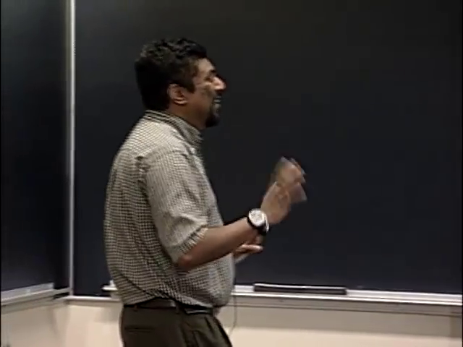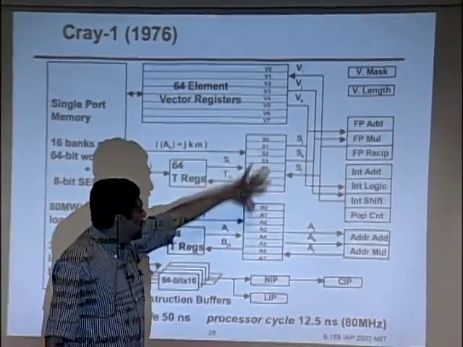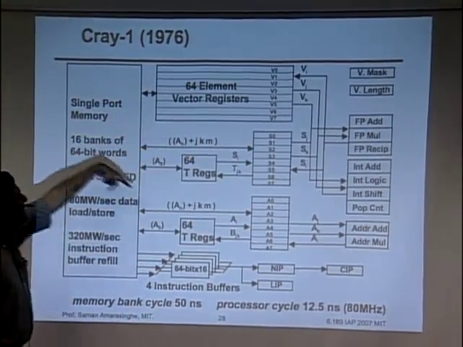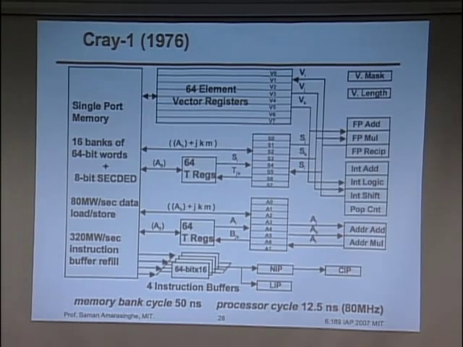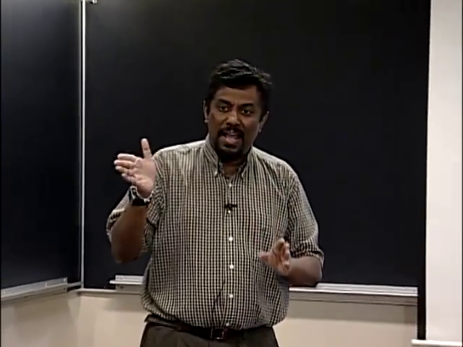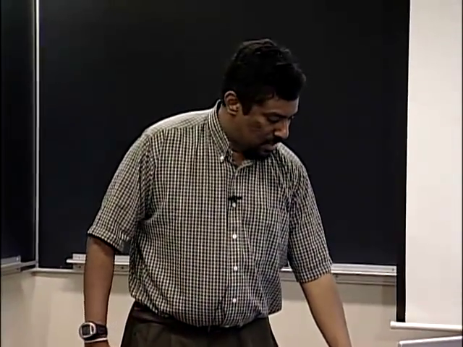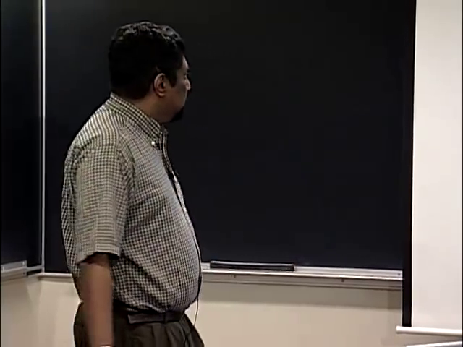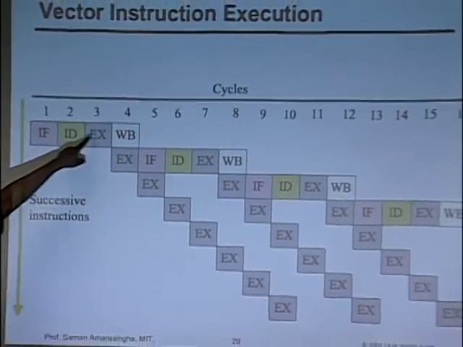So it had three types of registers. It had scalar registers, address registers, and vector registers. The key thing there is the vector register. So if you want to do things fast, you can do a lot of computation in a short amount of time by using the vector registers.